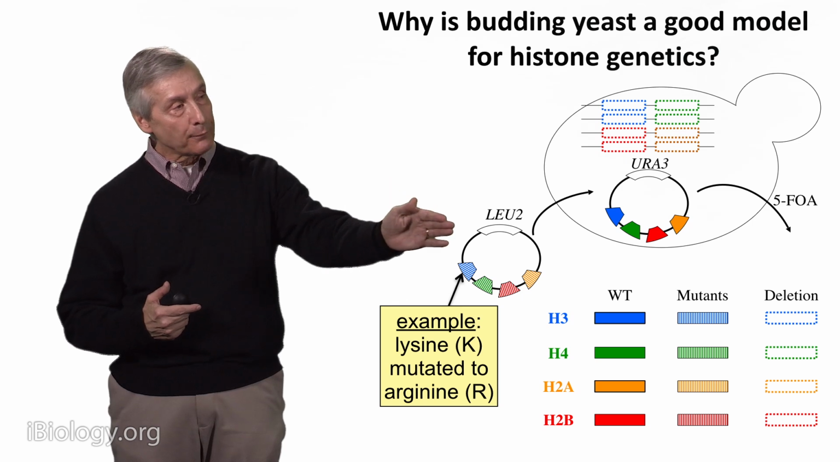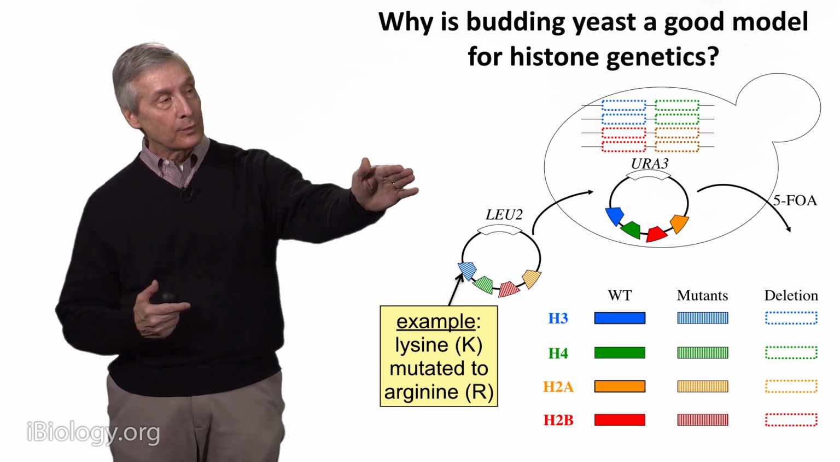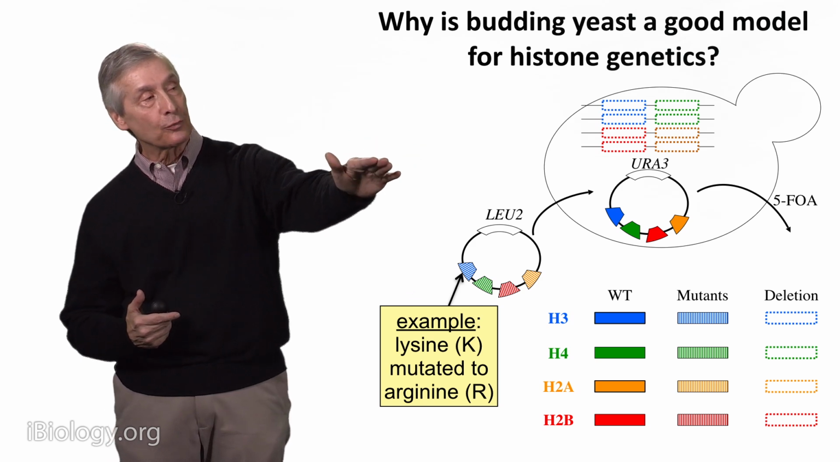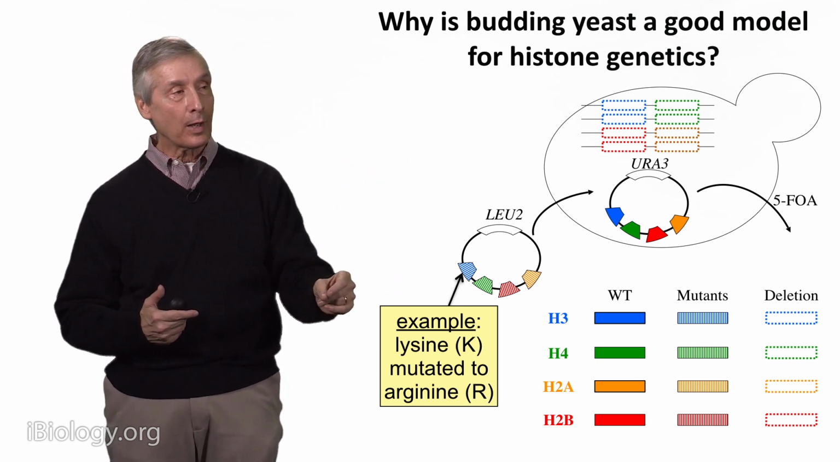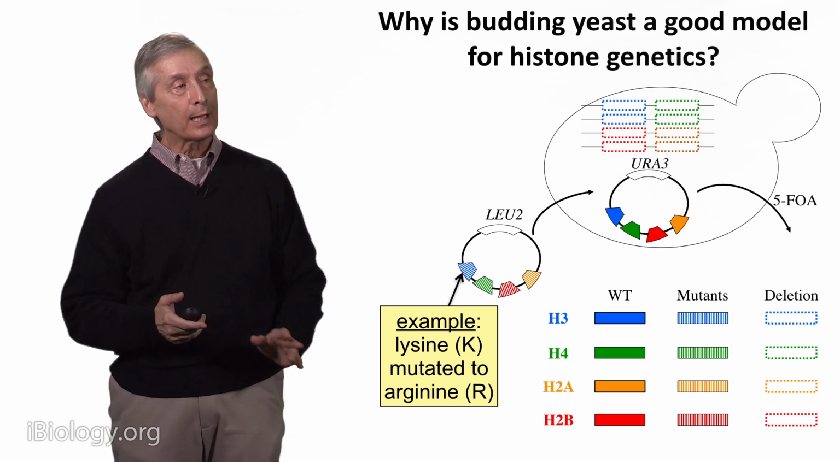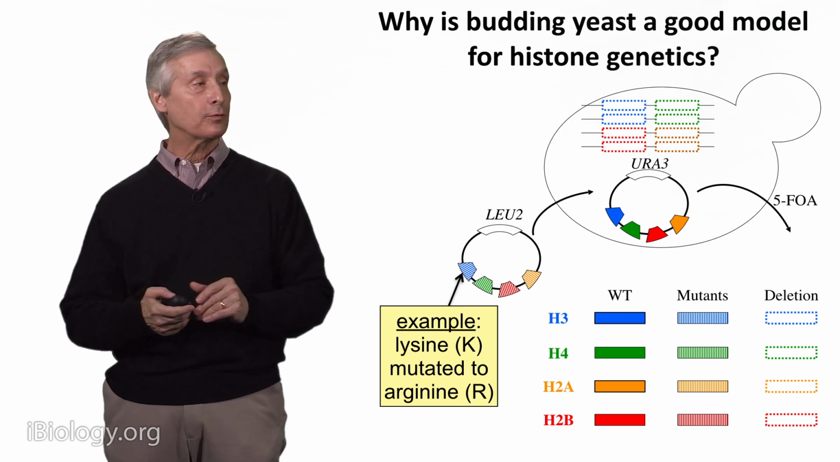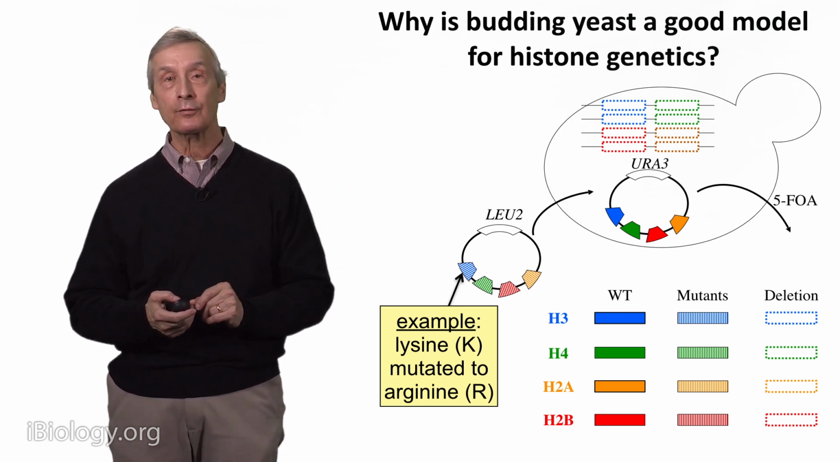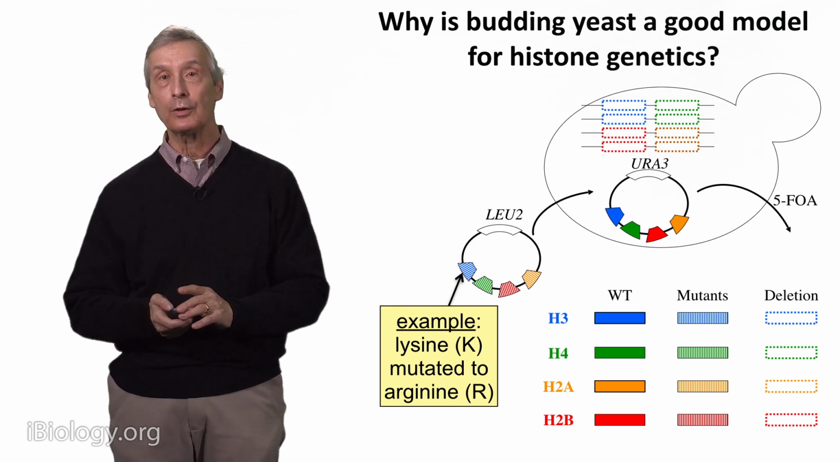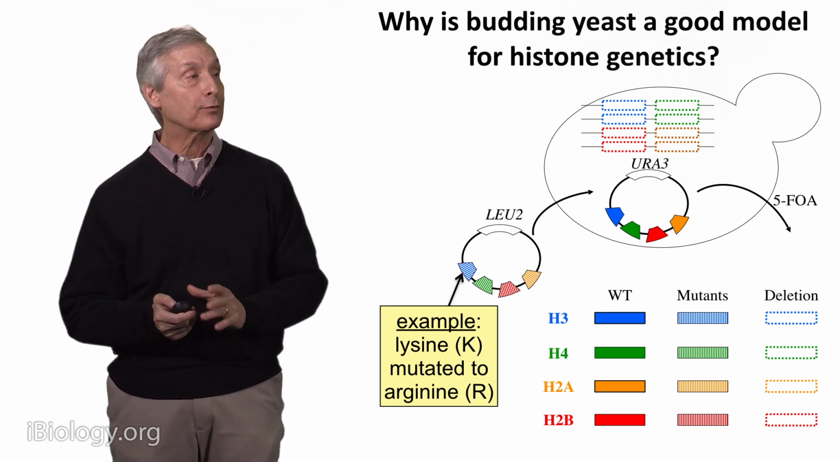And then you can shuffle that plasmid into the cell, and under the right sort of selection pressures, you'll lose the original wild-type plasmid that was marked with URA3. So this was an elegant test. I used to tell students, if you wanted to do histone genetics, you better do it in yeast, because this was one of the systems where you could do real genetics.